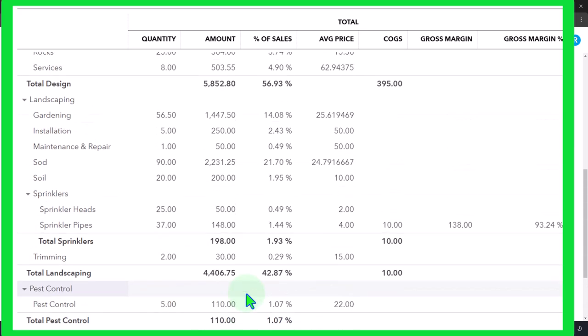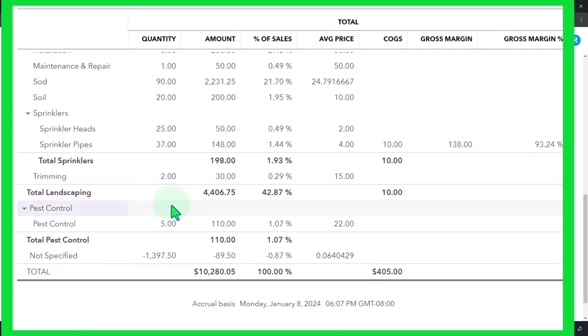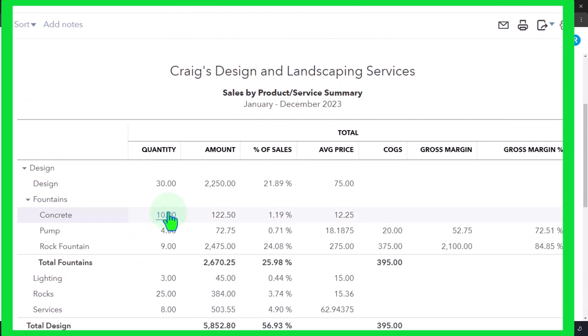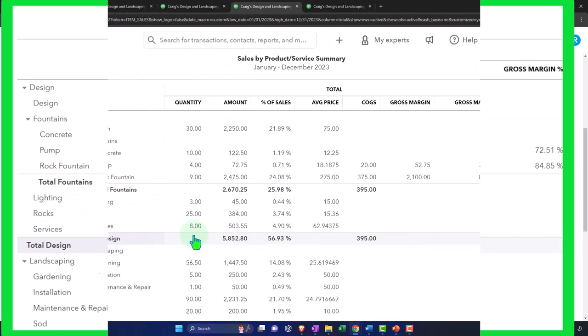So there's the total. Now, these are the quantity. So if these were service items here that we're selling, then if some of these were service items, then you wouldn't have any quantity, right? Because that would only be the inventory items.